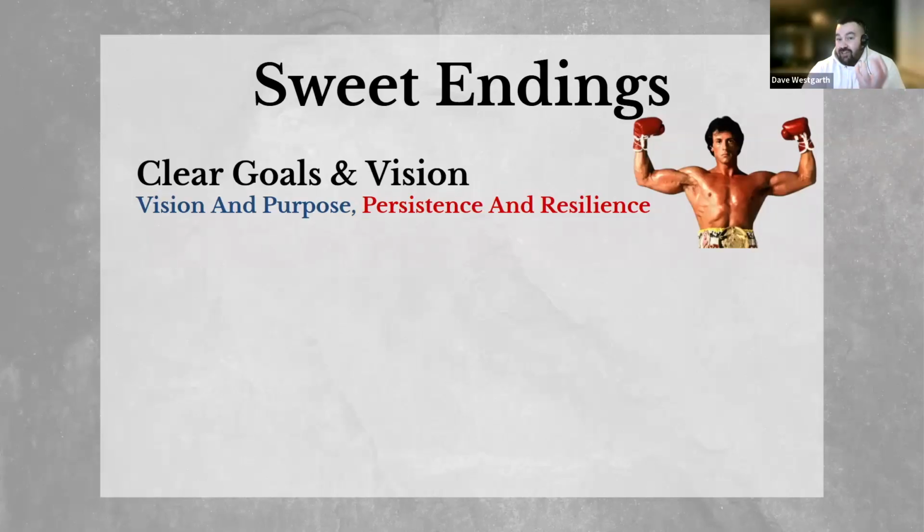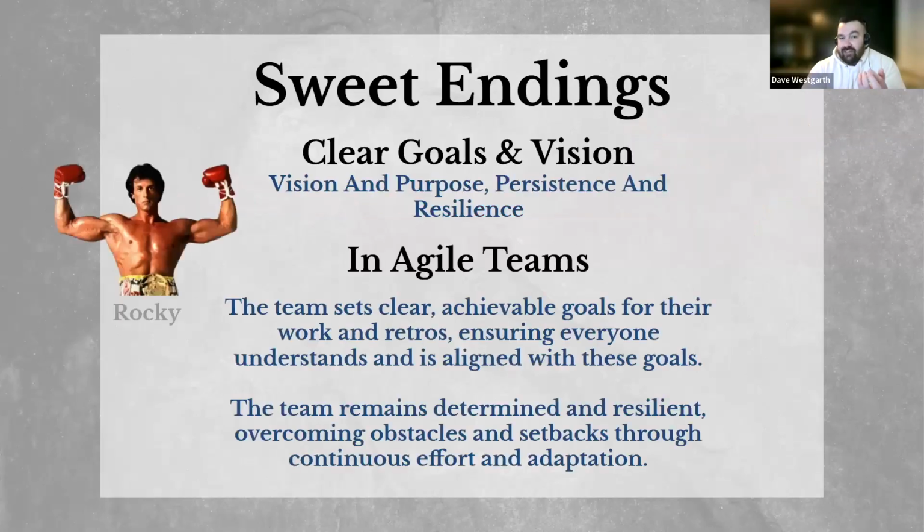He's got a very clear vision and purpose, and he's also very persistent and unbelievably resilient. We can relate these characteristics back to our Agile teams fairly straightforwardly. In vision and purpose, we can think of things like setting clear, achievable goals for work and retrospective sessions, ensuring everyone understands and is aligned with these goals, raising transparency, having effective inspections, and then powerful adaptations. This should be a really familiar pattern to most of you.